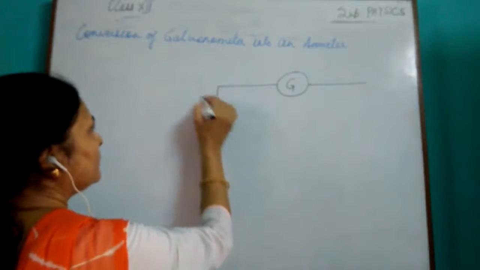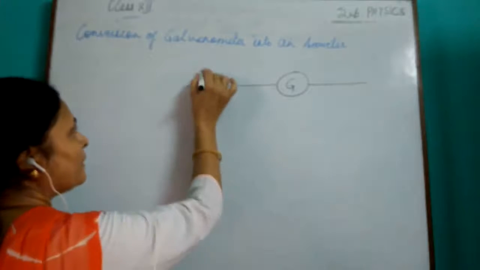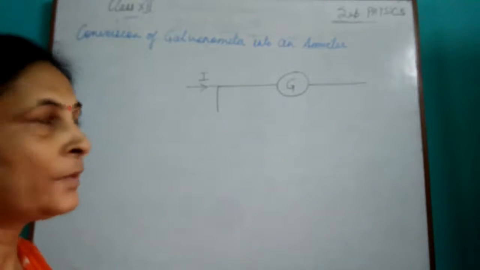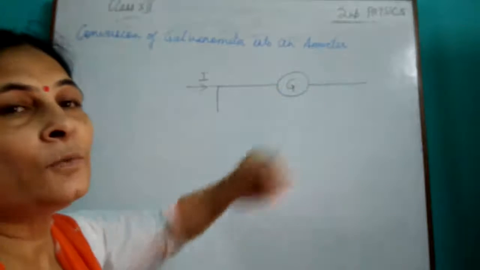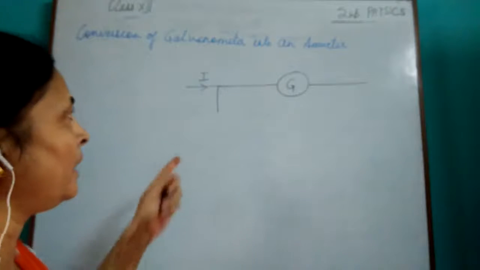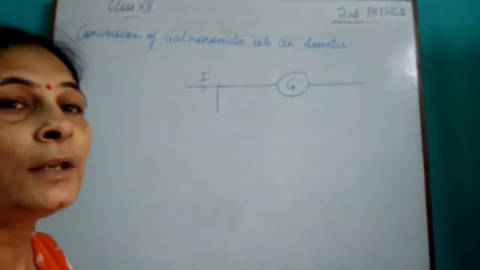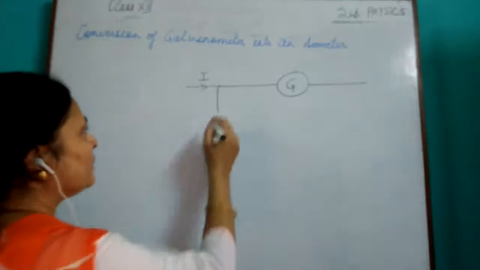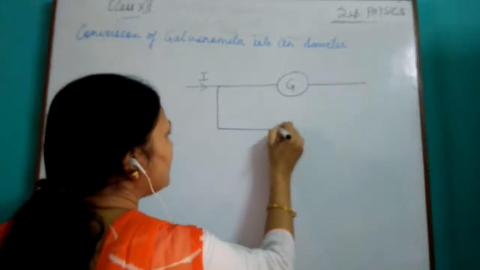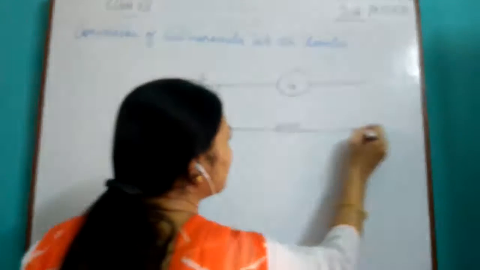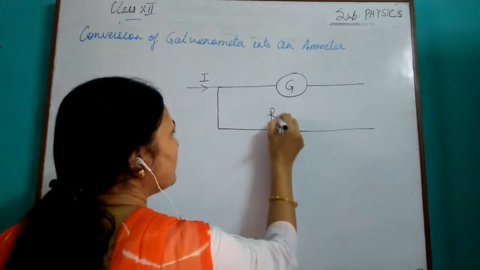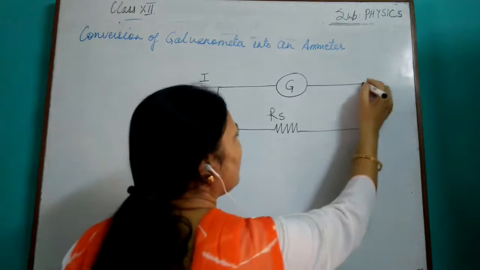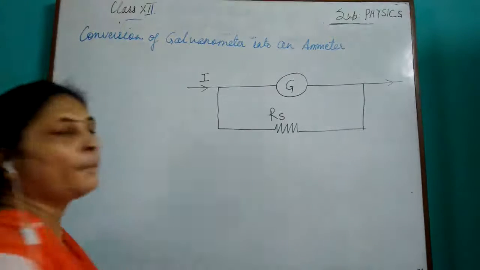Suppose from a given instrument a current I is flowing and that is to be calculated. Now since its resistance is high, only a very small current can flow through it, and if you make a high current flow through it, it will get damaged. So what is being done for the extra current? A resistance known as shunt resistance is connected in parallel.